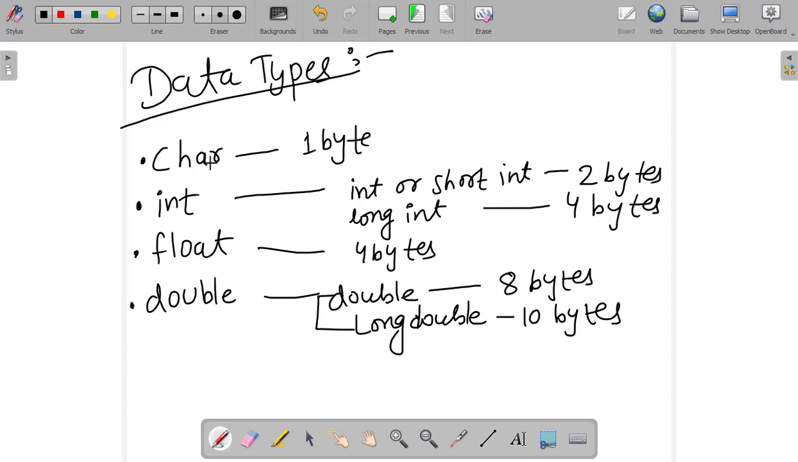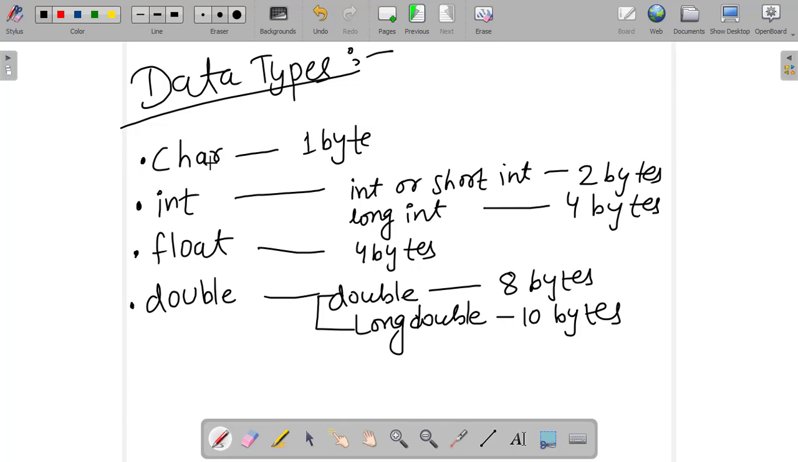Next one is the float. Float and double, these two are for the decimal number representation. If we want to store any decimal value, we use either float or double. Float means to store smaller decimal numbers, and double is to store the larger decimal values.